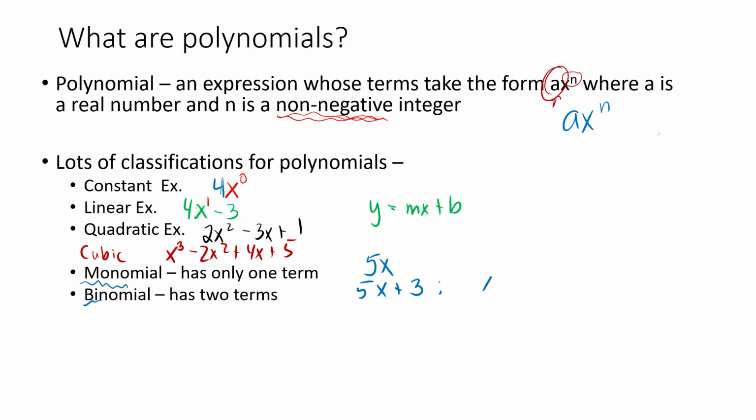Or it could be like x squared minus 1. That would be a binomial, as long as it's just 2 terms there. And then after bi comes tri. That has 3 terms to it, and that might be something like 3x squared minus 2x plus 4. That would be a trinomial because it has 1, 2, 3 terms.